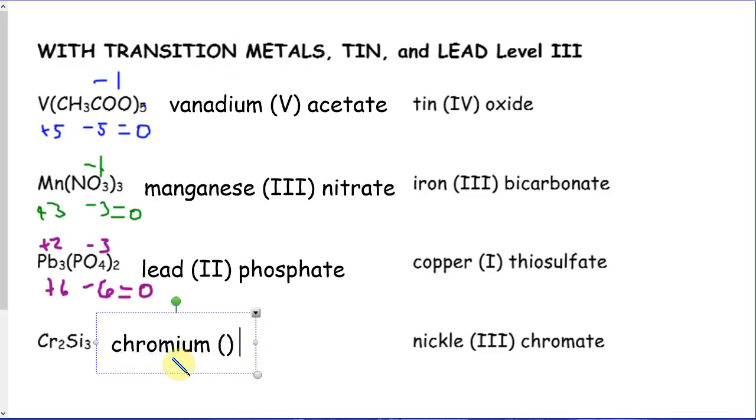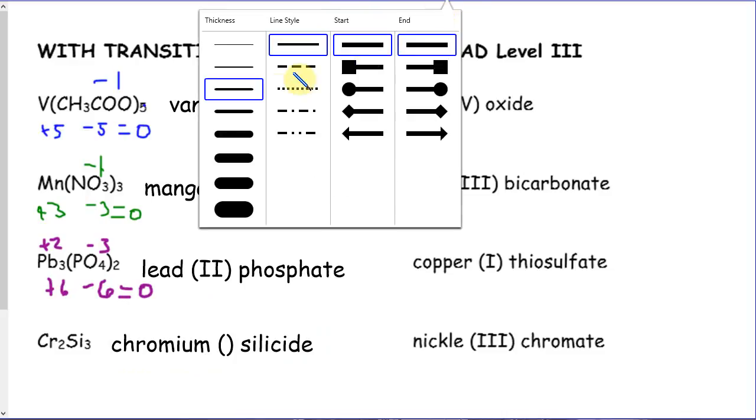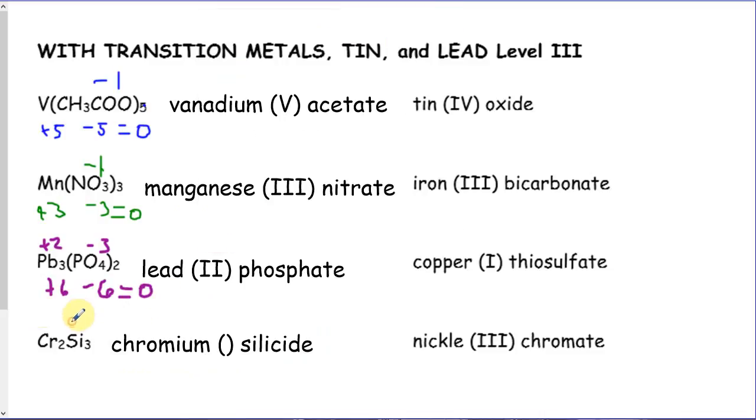Something. Si would be silicide. So now I need to figure out what that something is. So we're going to do it the old-fashioned way because reverse crisscross does not work for us. And the old-fashioned way, we're going to start with silicon. It is written last, so I know that the charge is -4.